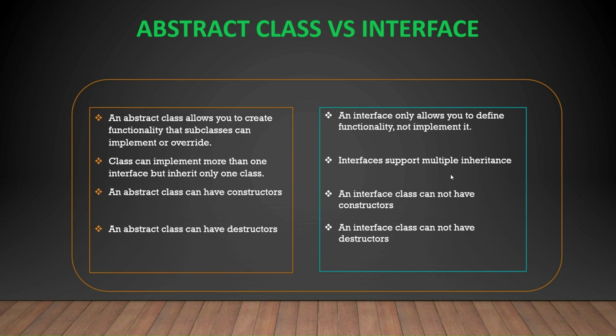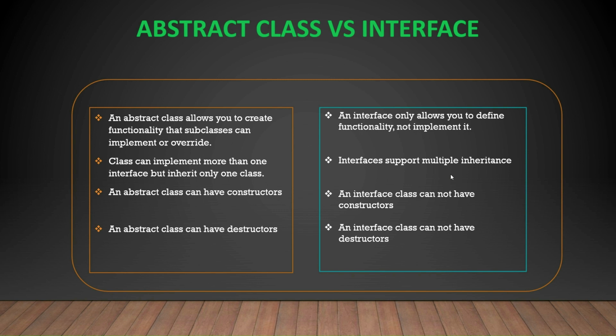Hi everyone, in this video I'm going to discuss abstract class versus interface. So basically we'll see what the key differences are between the abstract class and interface. An abstract class allows you to create functionality that a subclass can implement or override. An interface only allows you to define the functionality, not implement it.